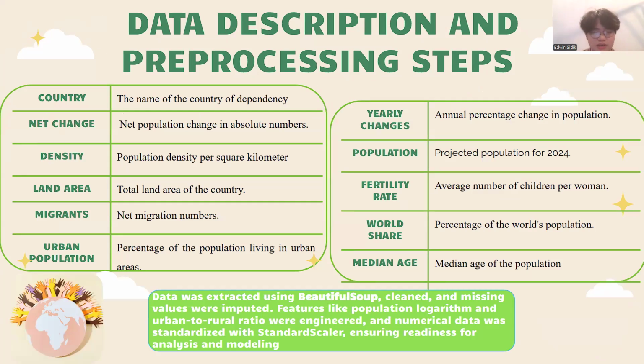Moving on is data descriptions and pre-processing steps. As you can see, these are the data descriptions. The data was extracted using Beautiful Soup, cleaned, and missing values were imputed. Features like population logarithm and urban to rural ratio were engineered. And numerical data was standardized with StandardScaler, ensuring readiness for analysis and modeling.